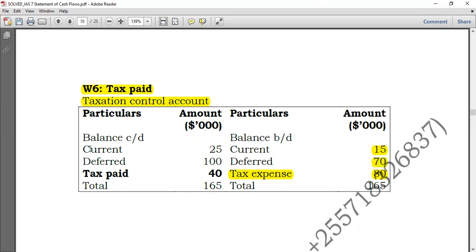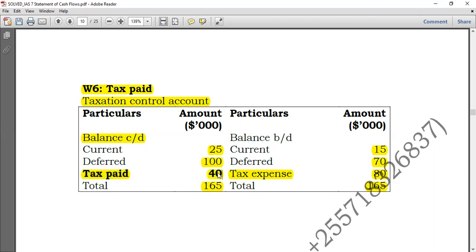While the closing balance, this balance c/d, we say that we have 25 for current and 100 for deferred. If you do this, you do not necessarily have to close this account, but for our case, this was over, so I just close it. If you close this account, you find out that you have a total of 165 here, which is greater than this one, 25 plus 100, which is 125. So 165 minus 125, you have 40, and this would be the tax paid.